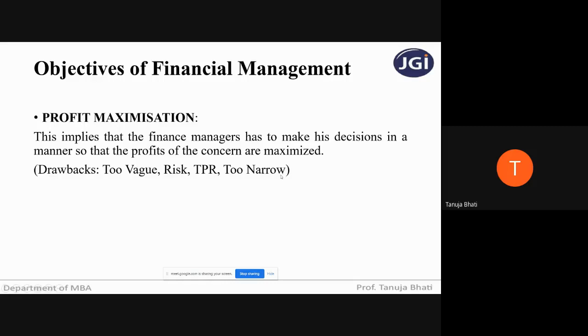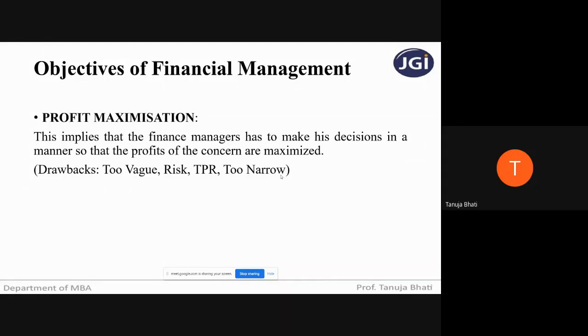Next, too narrow. Profit maximization as an objective is very narrow, students, because it fails to take into account the social considerations. Like I already told you all, it fails to consider other aspects, like the interest of the workers and the consumers, what the consumers want, the society, the ethical trade practices. Just to earn profit, some companies may even follow unethical trade practices. So various factors have been ignored by the company, and such companies cannot survive for long in the market, students.